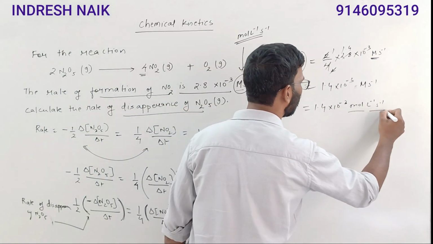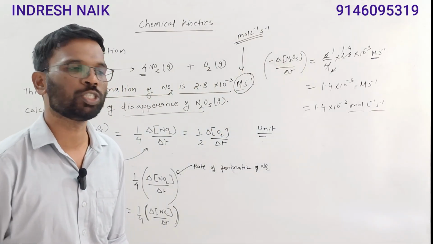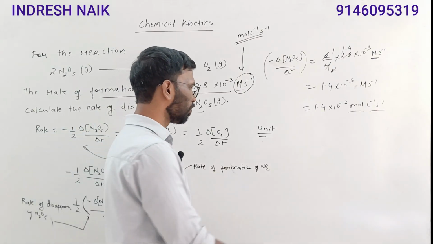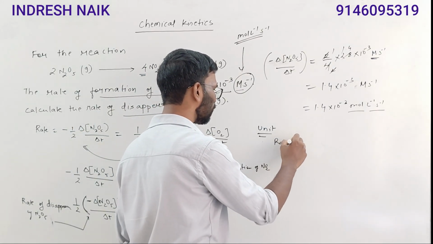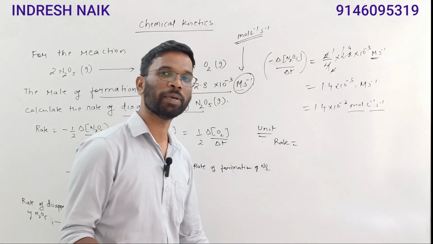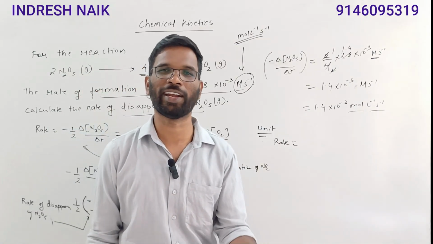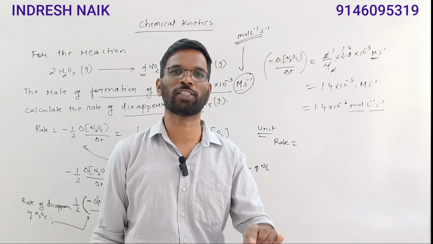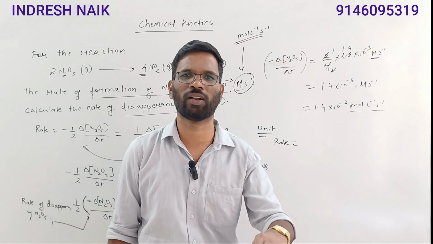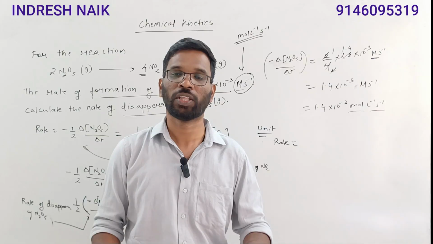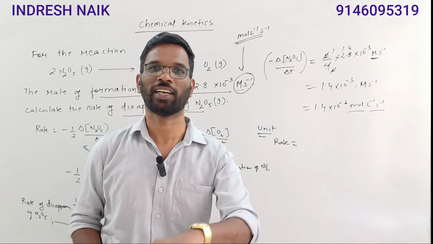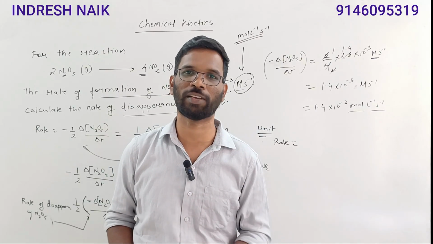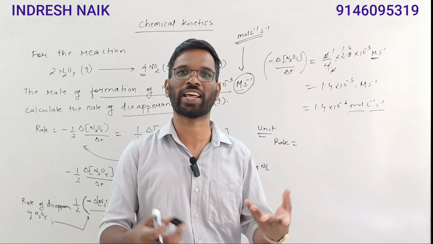It is written moles per liter per second. It is always moles per liter per second, the unit of rate of reaction. Many students get confused between the units of rate and the units of rate constant. The unit of rate constant is variable for first order, second order, third order, half order, fractional order. It changes with respect to order, but the unit of rate remains the same, whether it is zero order, first order, or any order.